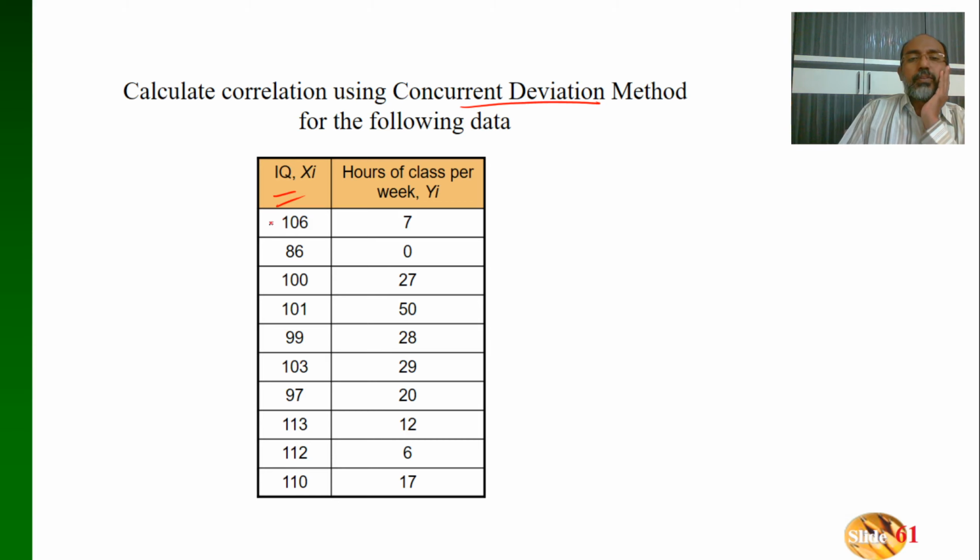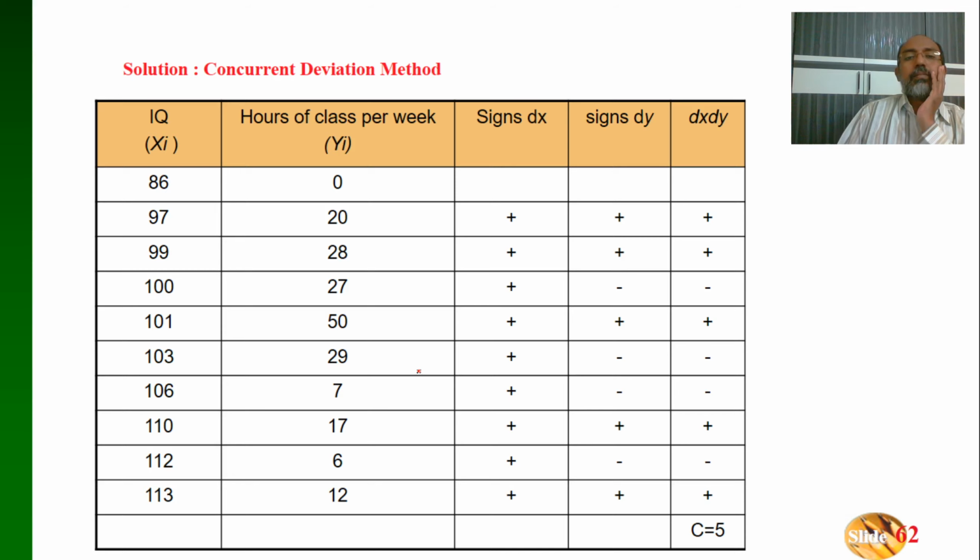Then how many numbers are there? 1, 2, 3, 4, 5, 6, 7, 8, 9, 10. There are 10 pairs. So capital N is equal to 10. I'm writing capital N is equal to 10, that is, 10 pairs.